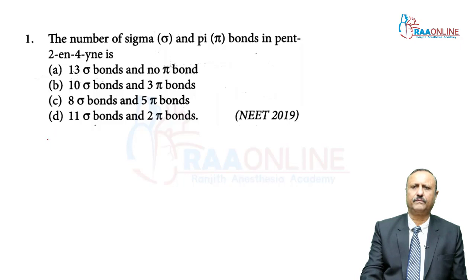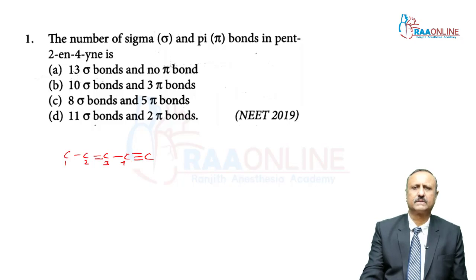Here, my dear students, pent means 5 carbon atoms are present: 1, 2, 3, 4 and 5. It is called pent. The double bond is present on the second carbon atom. This is the second carbon atom. So, in the fourth carbon atom, yne is present. Here 1, 2, 3 and fourth. Yne is present in the fourth carbon atom.